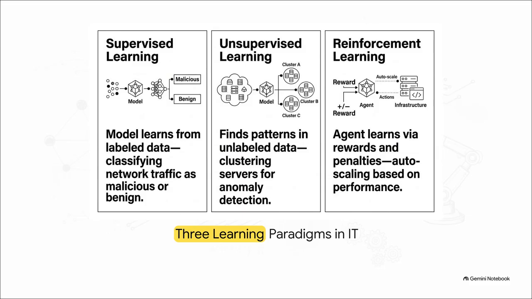First up is supervised learning. This is where your model learns from clearly labeled data. For us in IT, a perfect example is classifying network traffic as malicious or benign because you have a ton of historical examples to train it on.